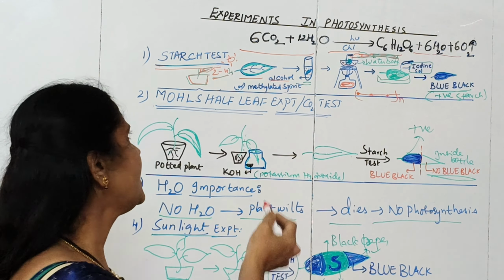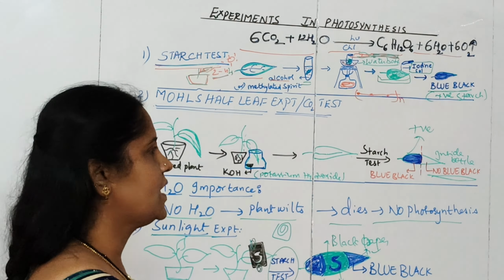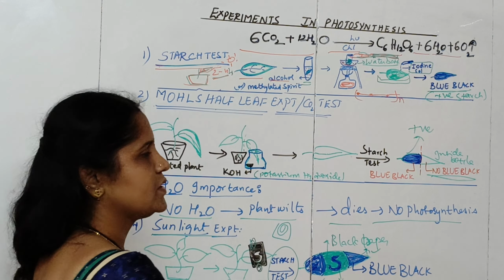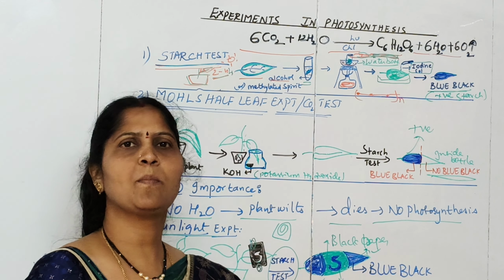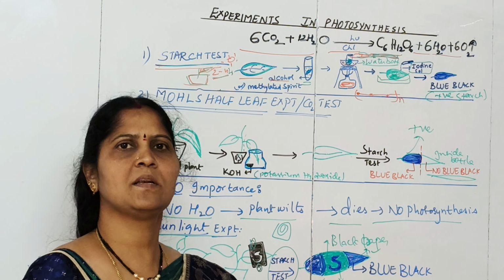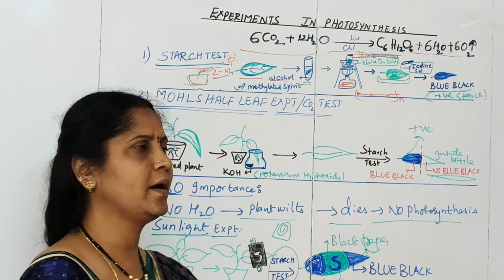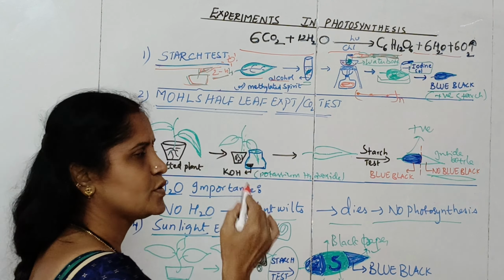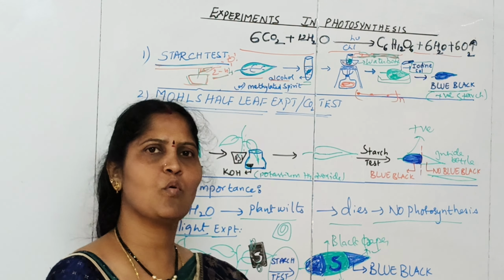So let us discuss the starch test. What is the starch test? You take a potted plant. A plant which is present in a pot is what is called a potted plant. Keep it in sunlight for photosynthesis to take place for 2 to 4 hours.